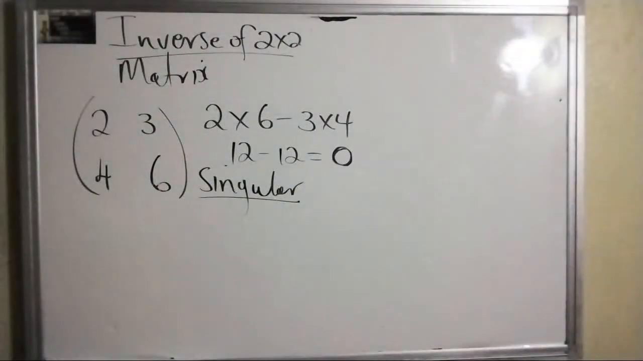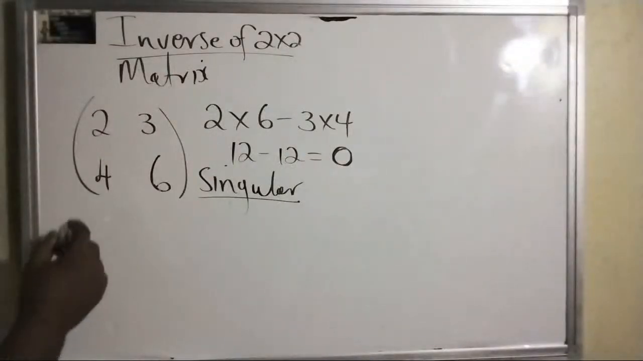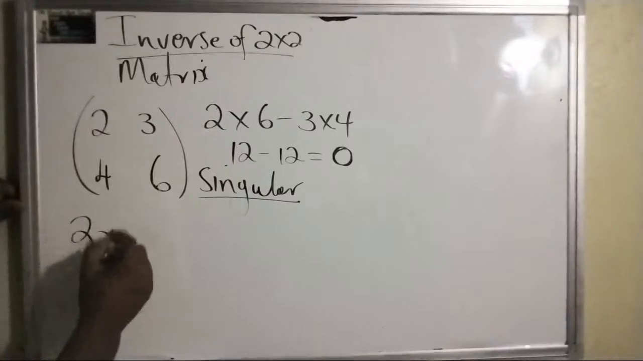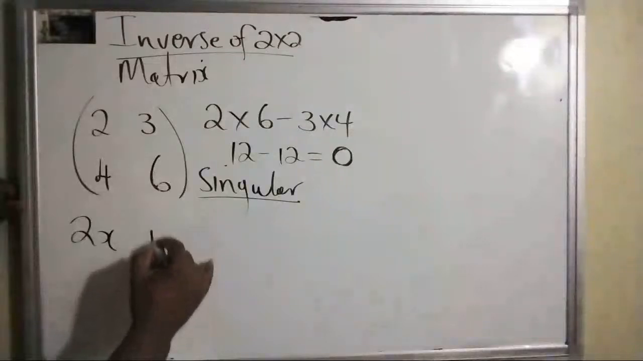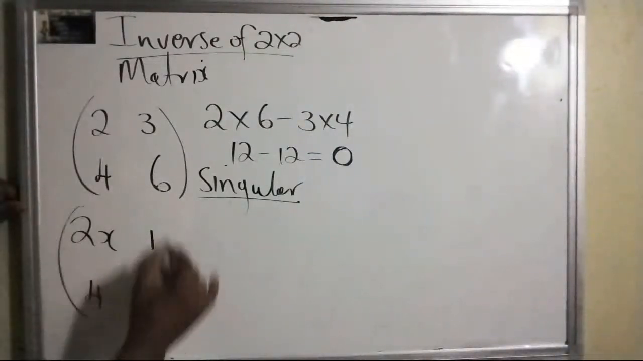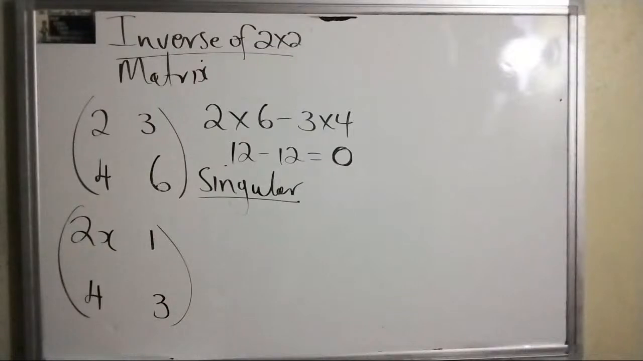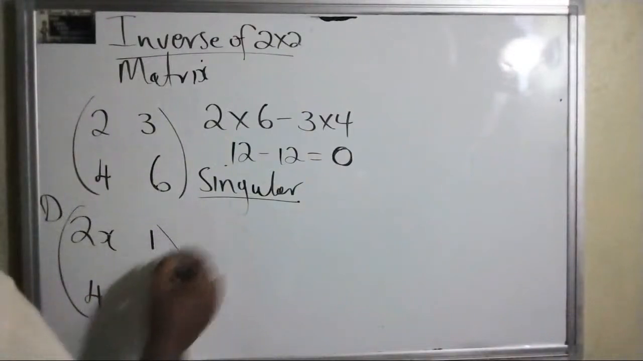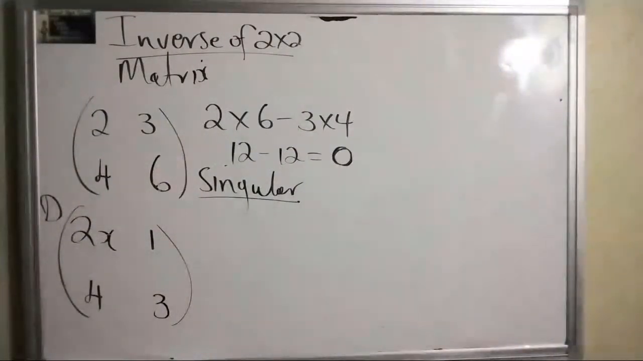So a singular matrix is when the determinant is 0. Alright, so let us look at a particular one. Let us say we have 2x. A question like this can come. What will be the value of x if the matrix, we can call the matrix D, is singular? How do you guys approach that?